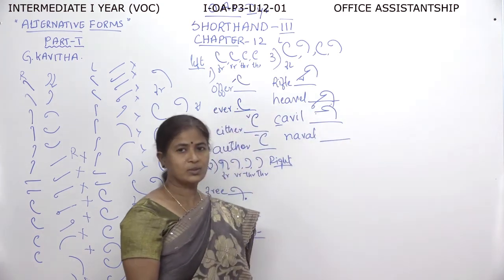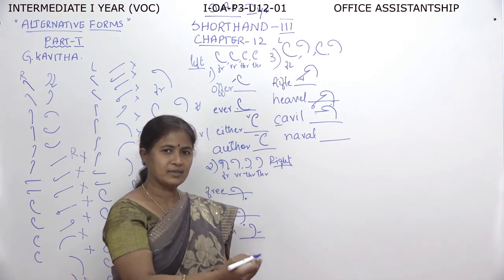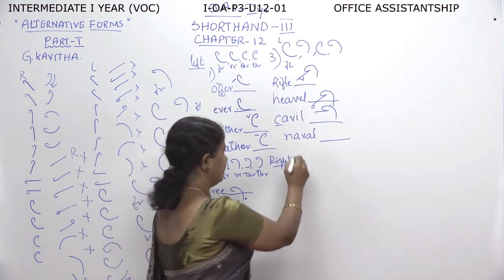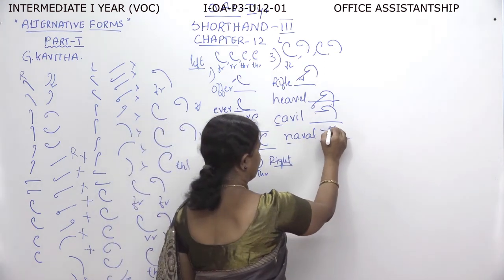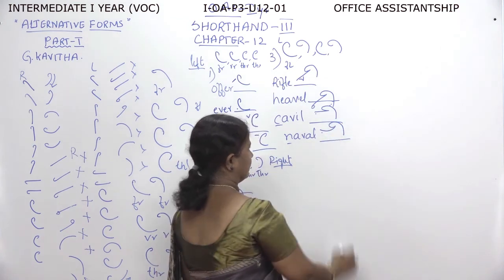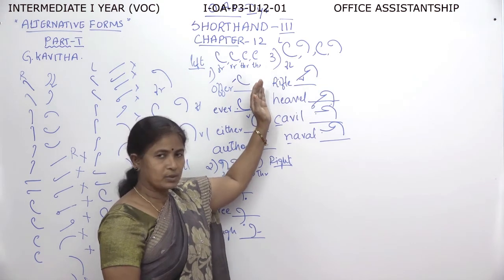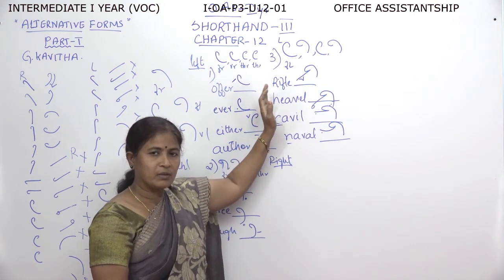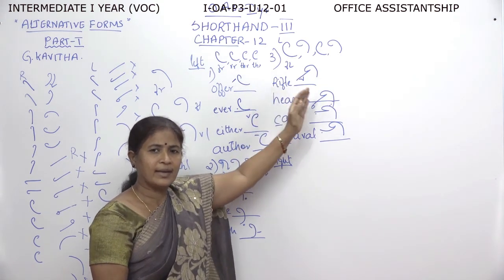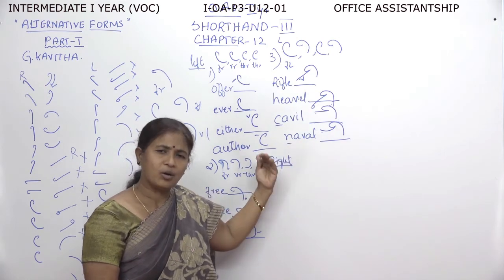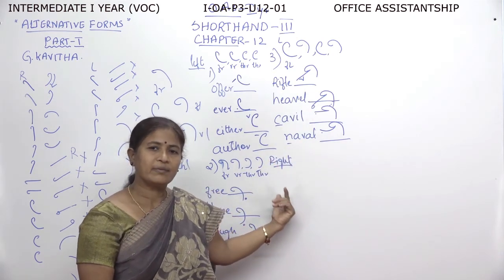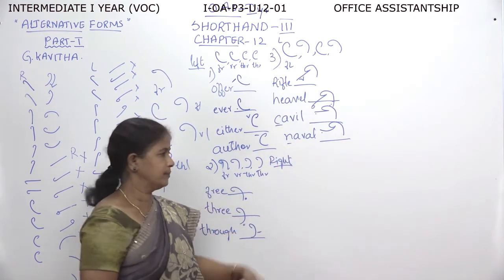N is also a horizontal, right? How do we write? It goes towards the right side. Navel. Cavel. Navel. Okay. So after horizontal strokes and straight up strokes, we use the right forms of full and will. In all other cases, we use the left forms of full and will.